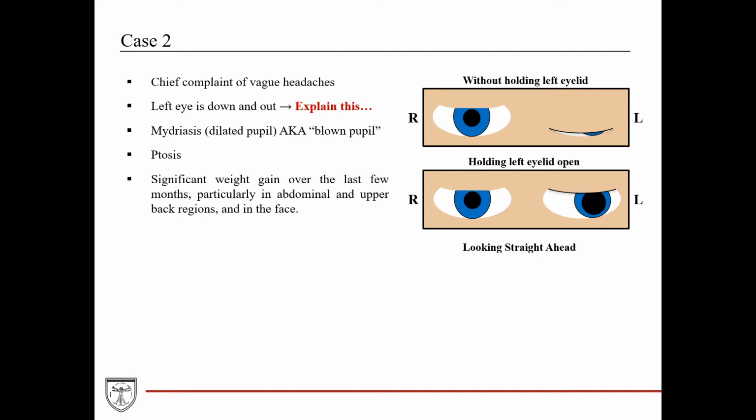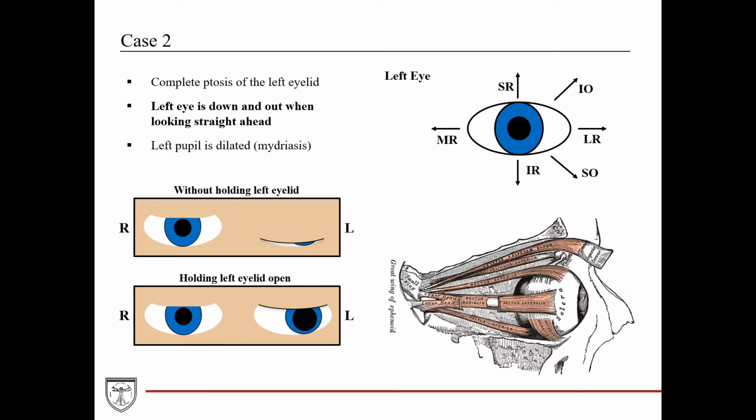So we want to think about what this left eye being down and out means. So we want to explain this. If we look here at the left eye, these are the muscles. So this would be superior rectus, lateral rectus, inferior rectus, medial rectus, inferior oblique, and superior oblique. Now these arrows correspond to the movements of these muscles. Here they are again.